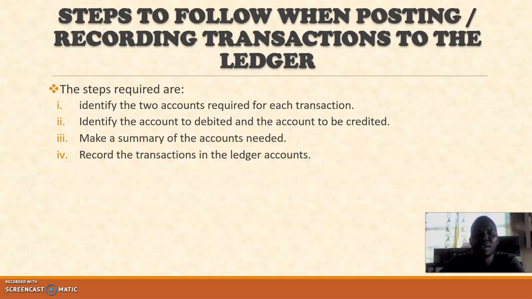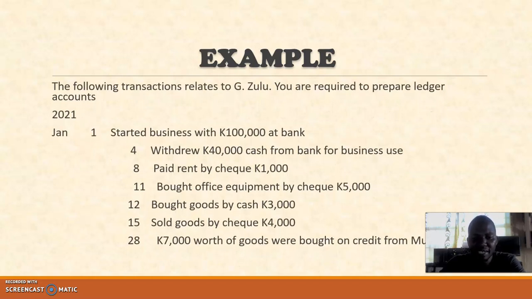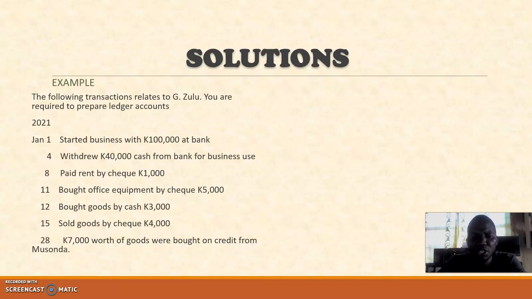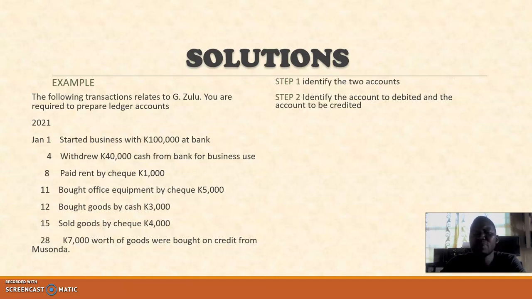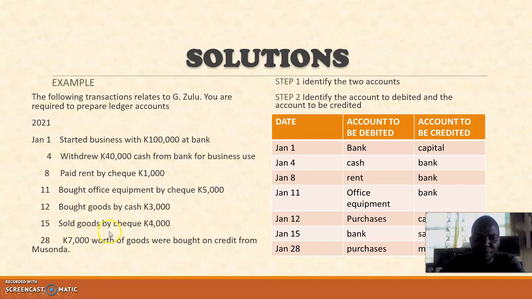Now, having looked at these steps, let's quickly move on and look at an example. Here is an example. So, how do we handle this particular example? We'll follow strictly those 4 steps. We shall combine step 1 and step 2. We'll first identify the 2 accounts involved in each transaction. Then we shall identify the account to be debited and the account to be credited from the 2 accounts already identified. When you look at the transactions we have here and scrutinize each one of these, you discover that we are going to have something that looks like this.